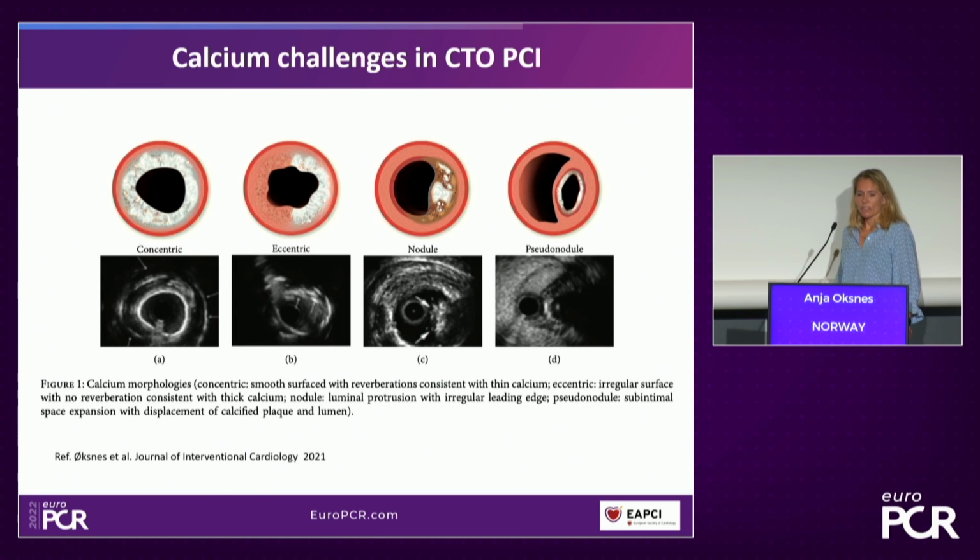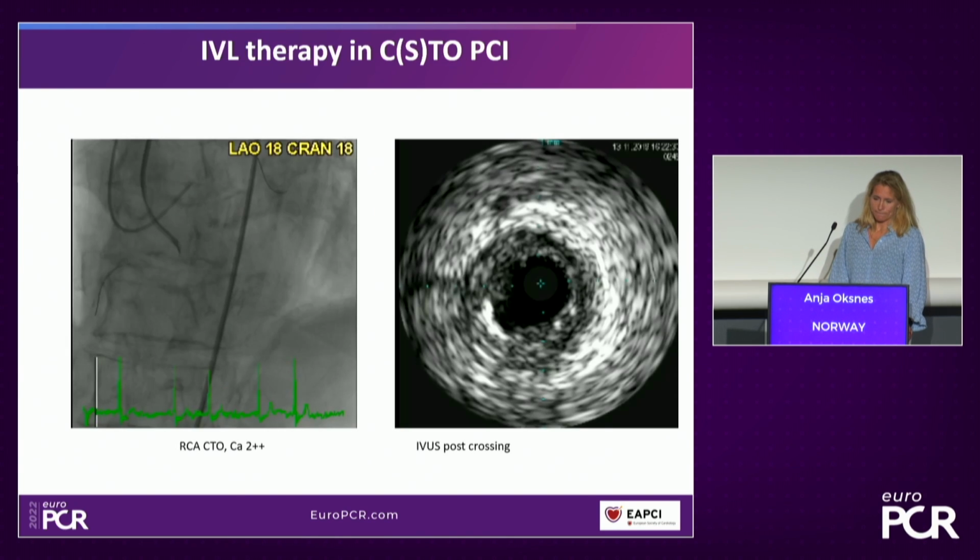So what about the calcium challenges in CTO PCI? I'm just going to mention that because when you do an antegrade wiring of a CTO, that's the vessel that has the highest calcium. And I think in this situation, the way you use your IVL is just like treating non-CTO PCI. But if you go subintimal, you'll create this pseudonodule, and I don't think we know the effectiveness, or even the usefulness and safety, of how to treat this kind of calcified disease.